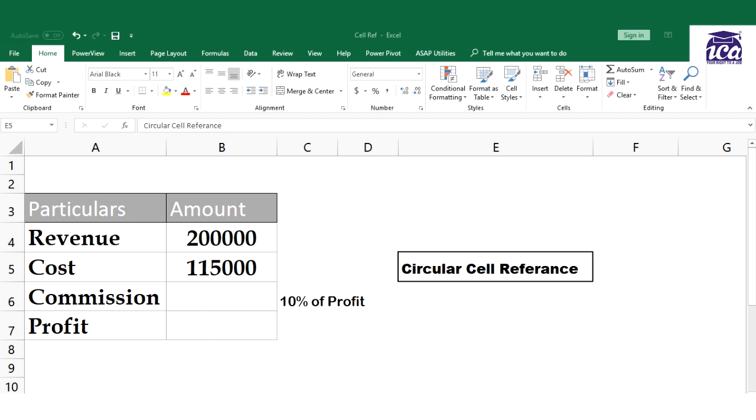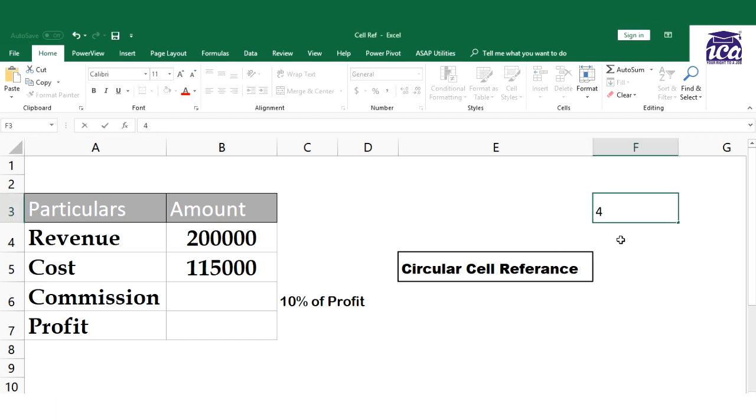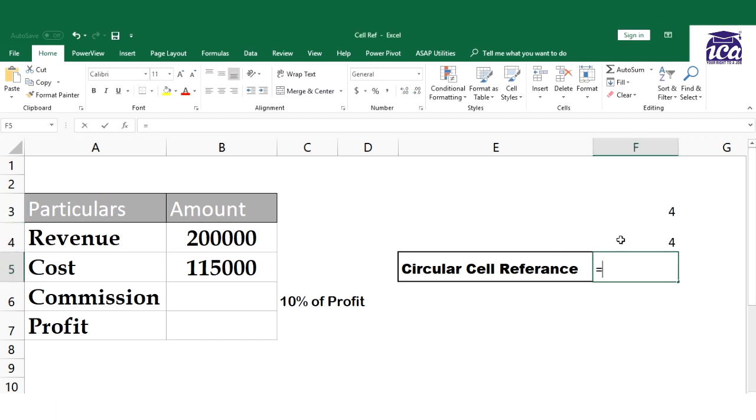Now I know this is a bit confusing to understand, so let's take a small example through which I would give you an idea how circular cell reference will work. I have a few digits in a few of my cells, such as over here and over here. And now I need to add this. So it's pretty simple. I'll just give the reference and add both the cell references, and this will give me an answer.